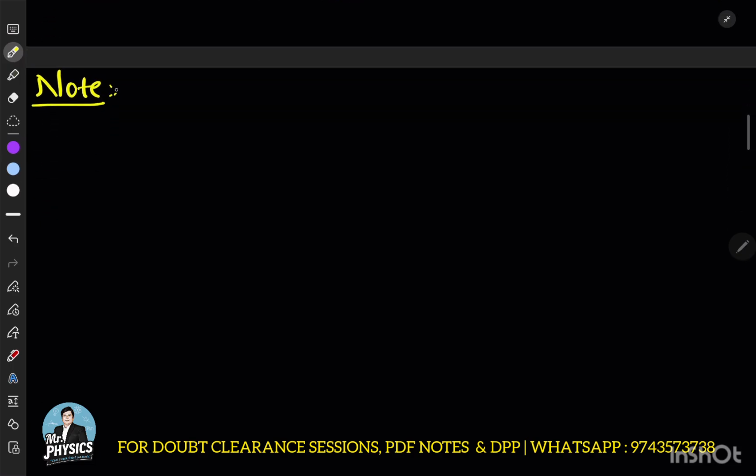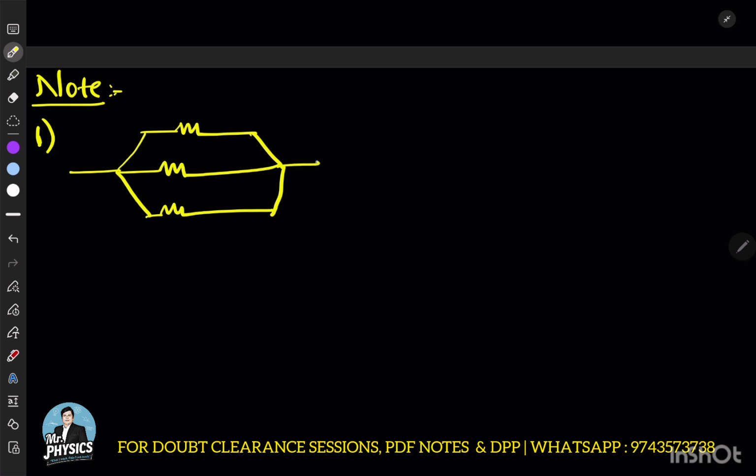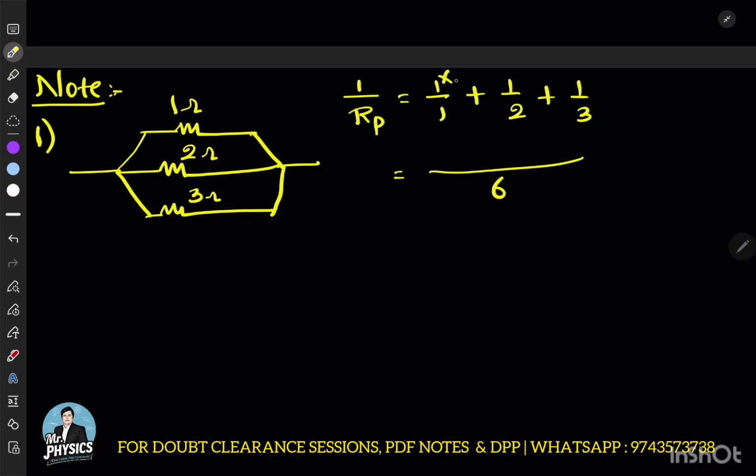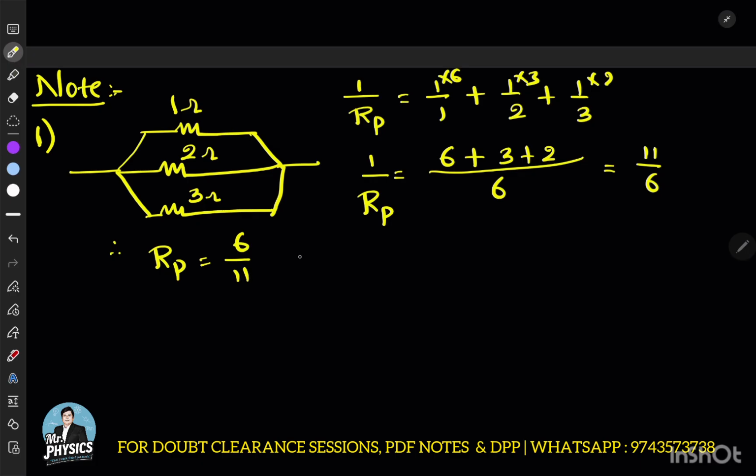Observe carefully. Initially I'll take 3 resistors as usual, like how we did for series combination. The same values 1, 2, 3, so 1 ohm, 2 ohm, 3 ohm are in parallel. Hence we get the equation as 1 by Rp equal to 1 by R1 plus 1 by R2 plus 1 by R3. Here 6 is the LCM, so we get 6 plus 3 plus 2. Remember LHS is 1 by Rp, and this will be equal to 11 by 6. Therefore Rp is equal to 6 by 11.